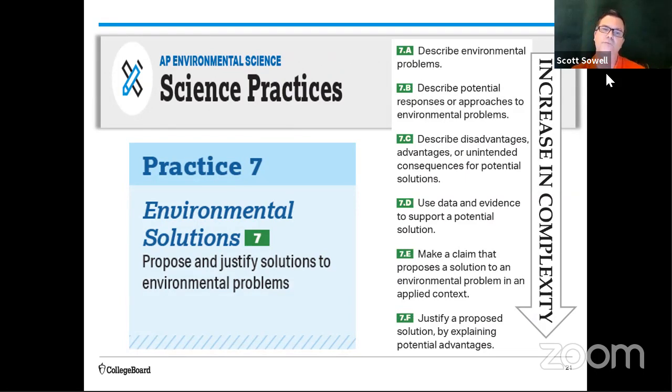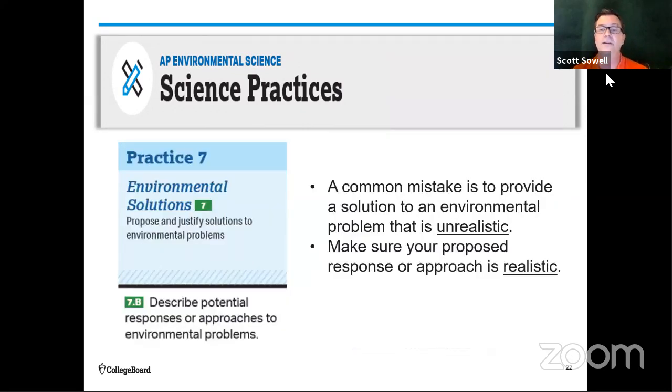So it's a really beautiful way of describing environmental solutions, which oftentimes we just think of as, there's a problem, oh, here's an idea. Well, that's very different. We're not just coming up with an idea, we're trying to formulate the best solution possible. Here's a common mistake though, when talking about environmental solutions. A common mistake is to provide a solution that is simply unrealistic. So on an FRQ, if you're asked to talk about solutions, make sure it's realistic, something that could actually happen.